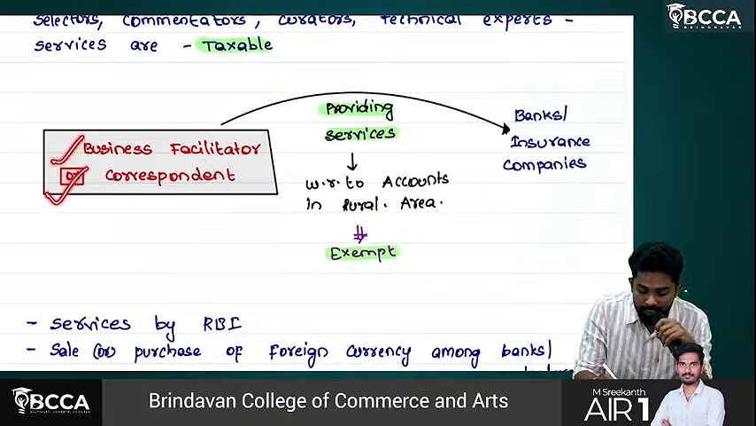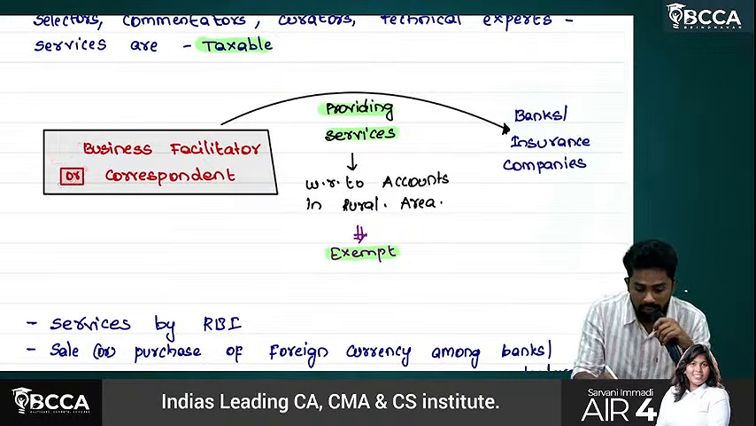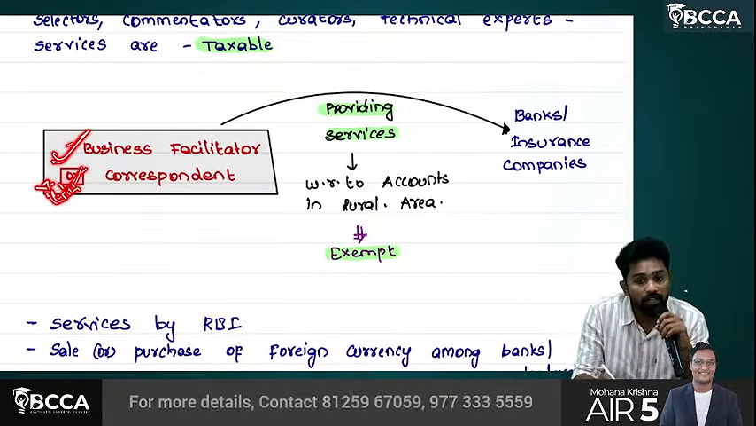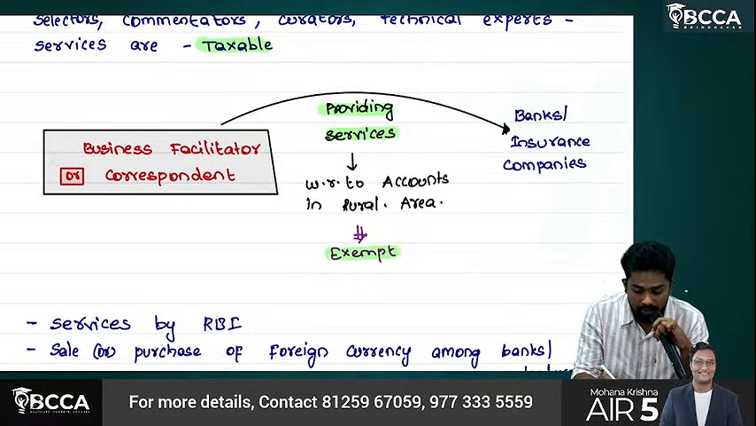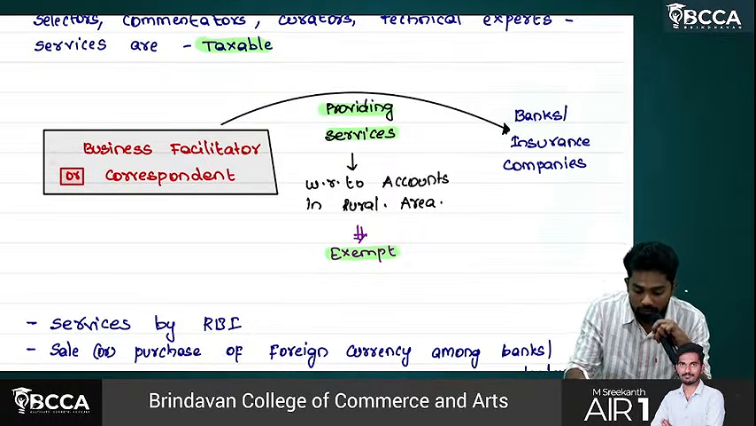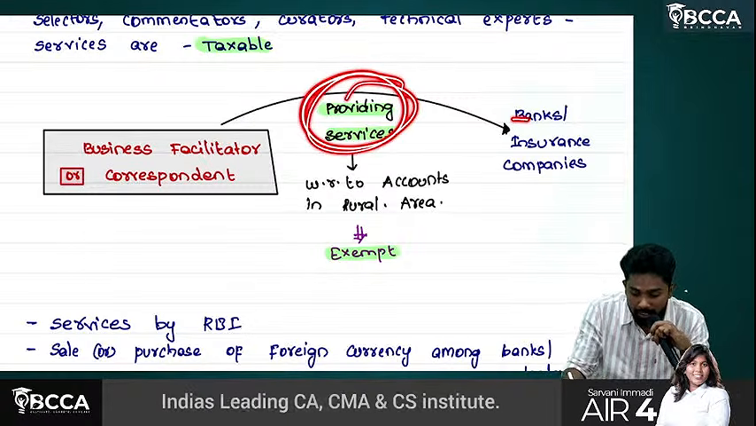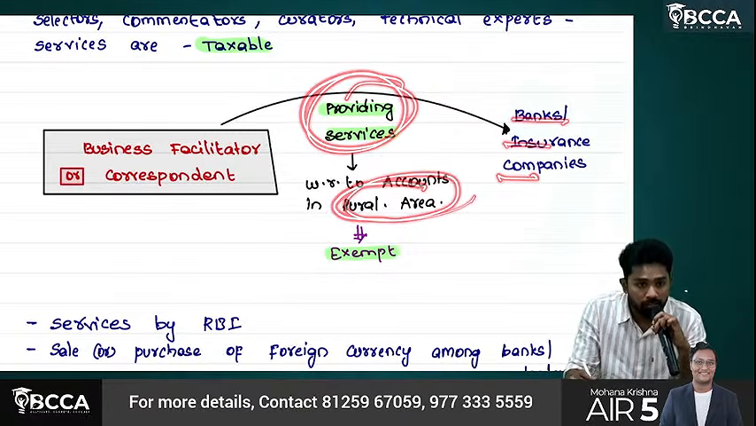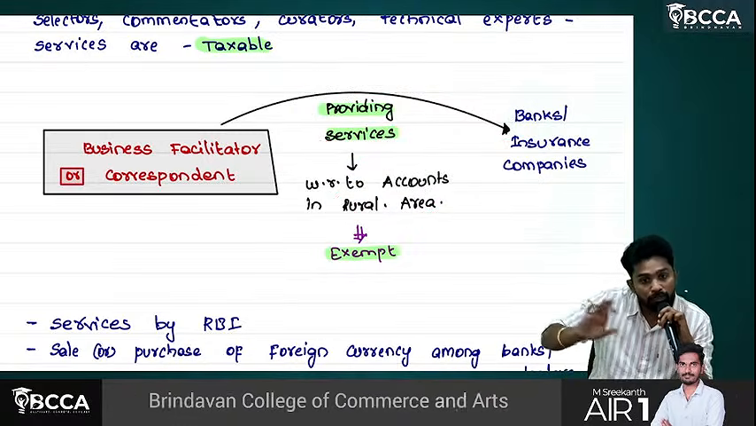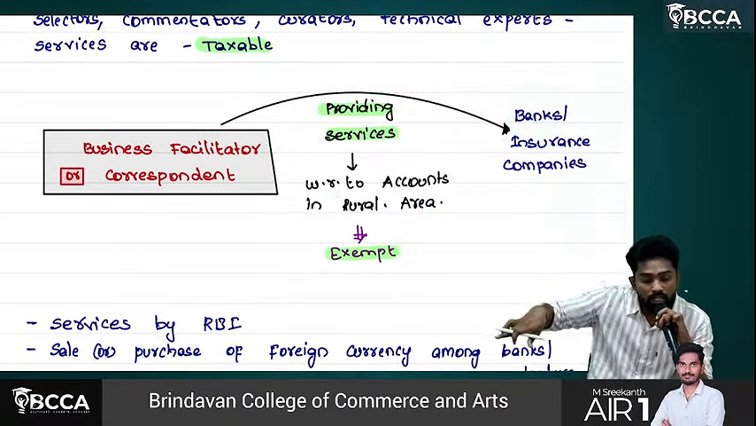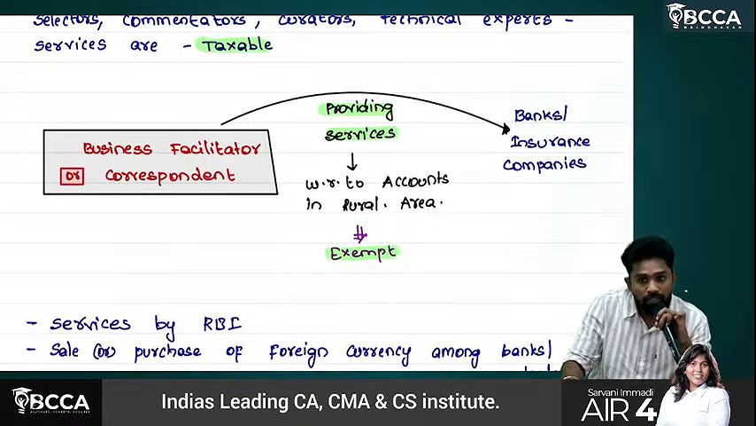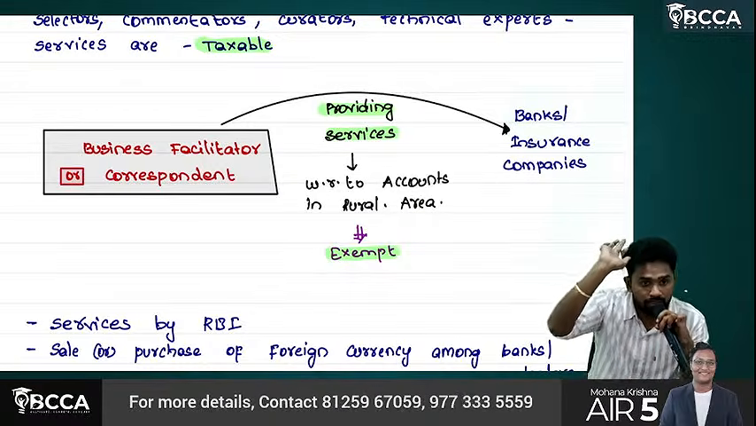business facilitator and business correspondent. Actually, sir, the services of these people are under RCM. But see here, where a business facilitator or correspondent provides services to banks, insurance companies with respect to an account in rural area. They are providing services with respect to what? Accounts in rural area. Then what? Exempted. With respect to urban area, RCM.